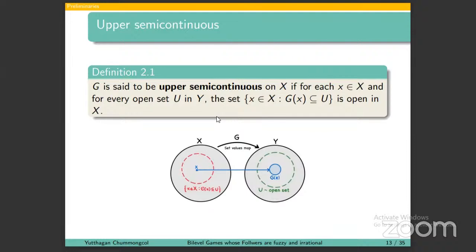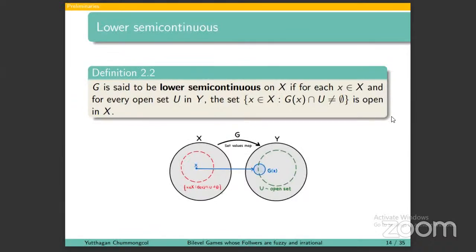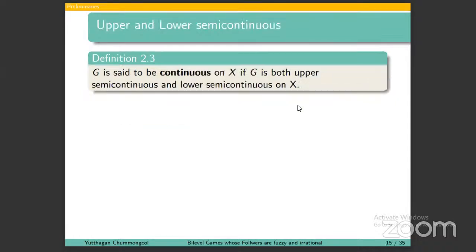G is said to be upper semicontinuous on X if for each point x belonging to set X, and for every open set U in Y, the set {x belonging to X such that G of x is a subset of U} is open in X. This is shown in the picture. Lower semicontinuity is the same, except the set {x belonging to X such that G of x intersect U is not empty} is open. Next, G is said to be continuous on X if G is both upper semicontinuous and lower semicontinuous on X.